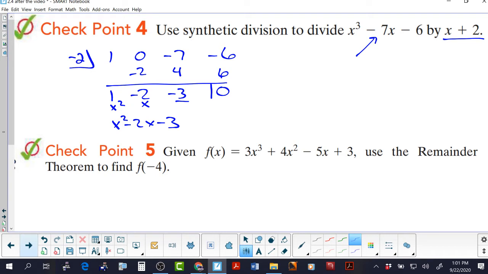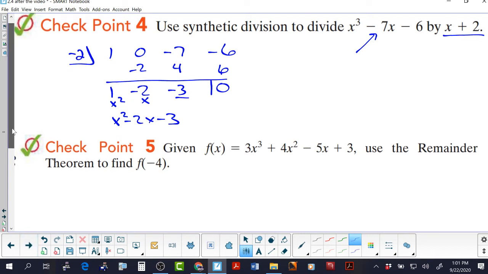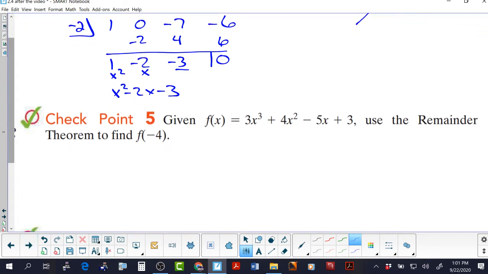Given f of x, use the remainder theorem to find f of negative 4. Well, now we're going to plug negative 4 in the box. We're going to write the coefficients. 3, 4, negative 5, and 3. 3, 2, 1, 0. So all the powers are accounted for. Bring the first one down, negative 12. Multiply and add, so negative 8.